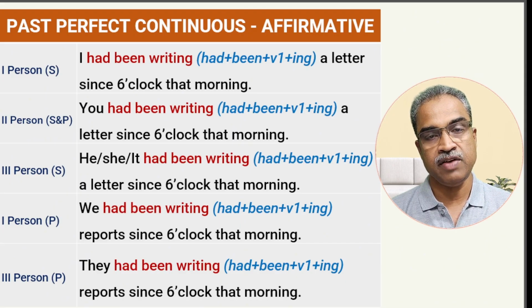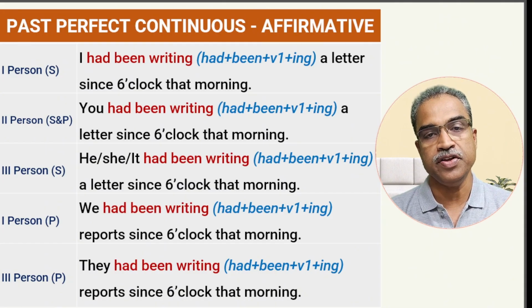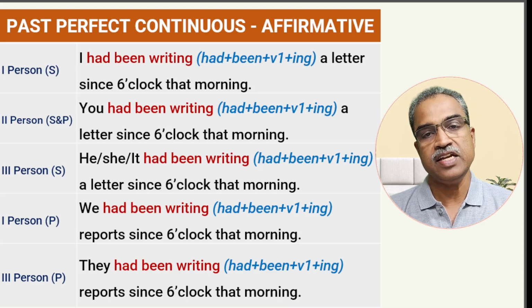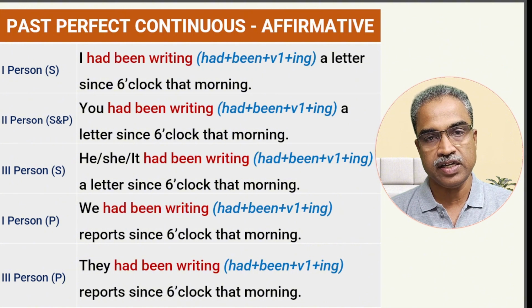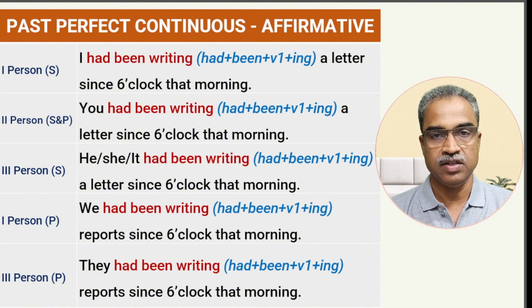I will explain to you in the last video of past perfect continuous tense when to use this or why we use this one. For the moment, this is enough. So we now know how to make affirmative statements in the past perfect continuous tense. Now let's go to our next part, that is making negative statements in this tense.